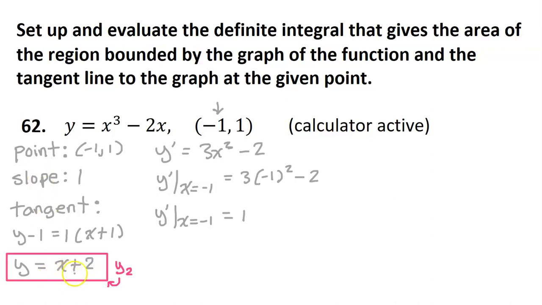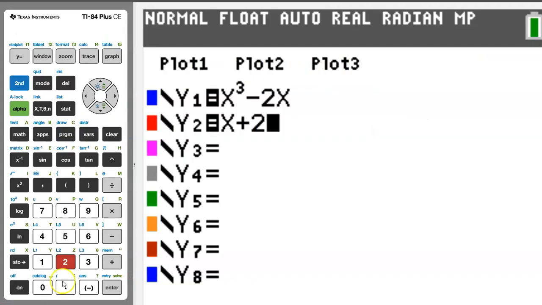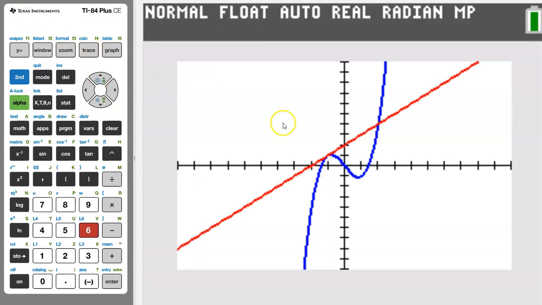So this is the equation of the tangent line, which I will type into y2 on the calculator. Let's type the cubic function into y1. So here we have it. Let's hit zoom 6 to get a glimpse of what we have so far. We need to find the area bounded by the tangent line and the curve itself.